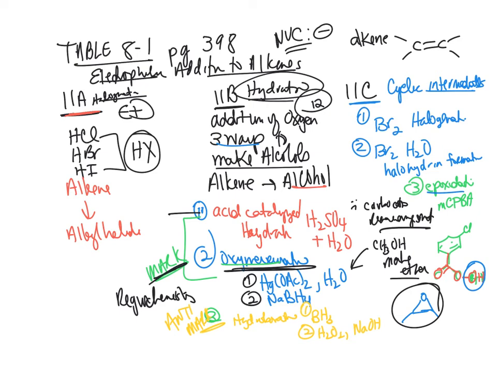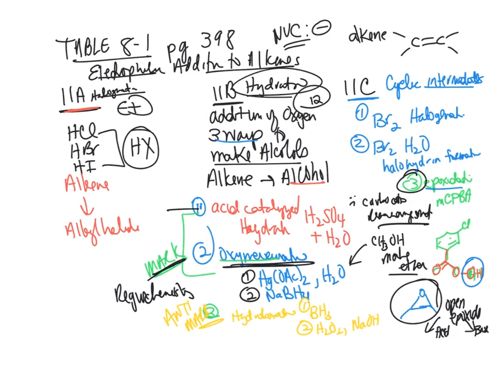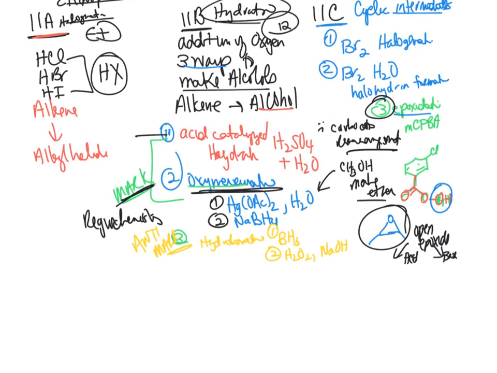And we're also going to open epoxides. You will do that under acid, and they're going to give you different regiochemistry. And then we're going to do base opening of epoxides. So that's model 3, and that is 3 reactions. We're going to get another one in there, number 4.